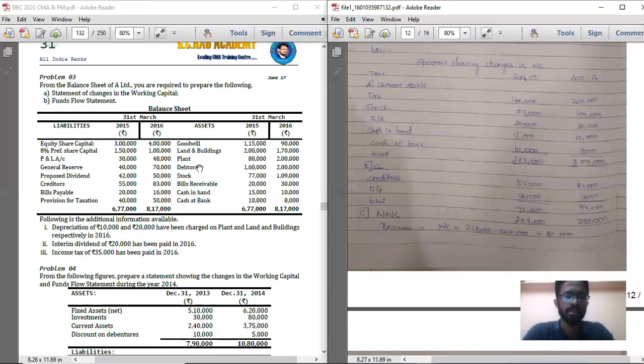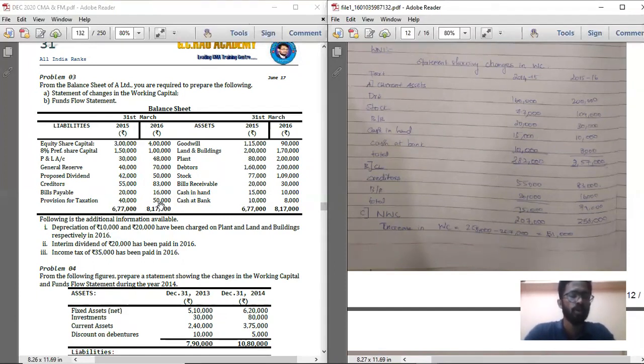Here, what are the current assets? Stock, bills receivable, cash and cash at bank. All are assets. So total current assets. Then current liabilities: creditors, bills payable. They didn't take provision for taxation here. They are considering it as a long-term liability, non-current liability.